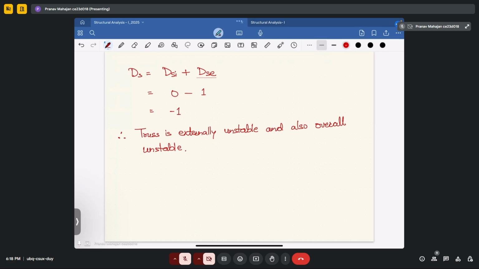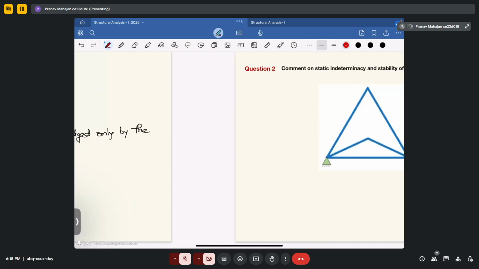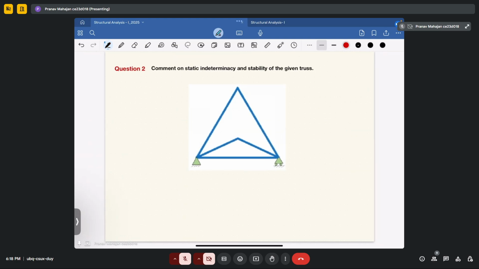Let's solve another problem. This is the second problem related to determining the static indeterminacy. In this, how will you solve? Again, define degree of static indeterminacy to be summation of degree of internal indeterminacy plus degree of external indeterminacy. So in this case, your DSE will be equal to R minus 3. So what will be the R in this case? So there is a hinge. So you will be having two reactions here.